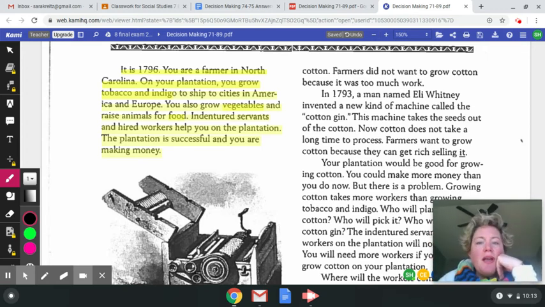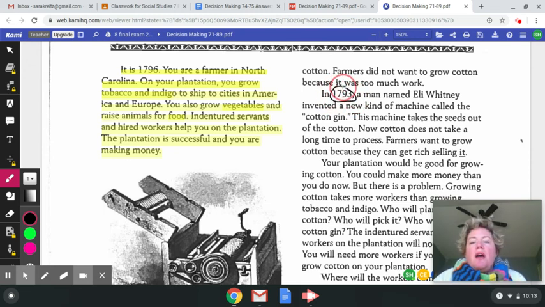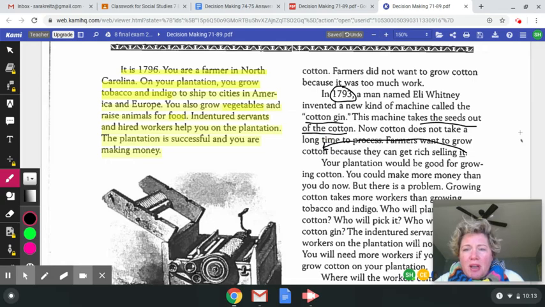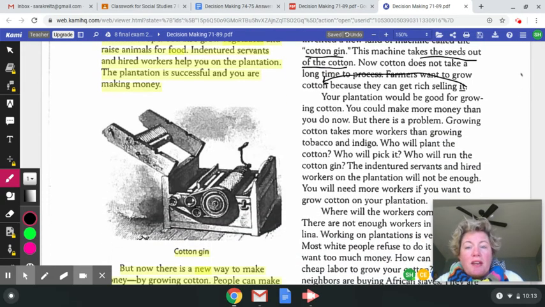In 1793, so that's the year that we were looking for, a man named Eli Whitney invented a new kind of machine called the cotton gin. That's what your picture's of. This machine takes the seeds out of the cotton. Okay, so a machine does it instead of hands. Now, cotton does not take a long time to process. Farmers want to grow cotton because they can get rich selling it. Your plantation would be good for growing cotton. You could make more money than you do now, but there's a problem.